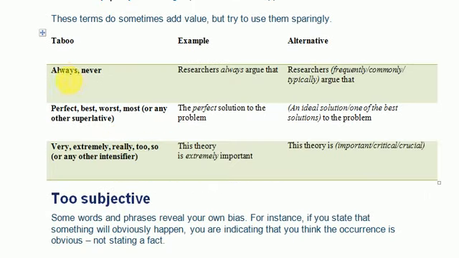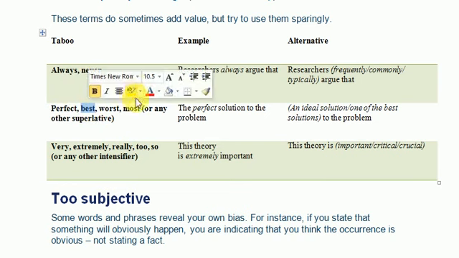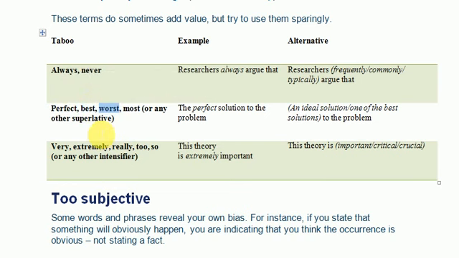There are some other words. For example, always and never we can use in our informal writing. But how can we use the words always and never? We are not going to show our own opinion in our formal writing. If we are giving our own opinion, we have to prove that. We can't say that this model is perfect, the best, or the worst. Suppose I say that this model which I have created is perfect for anything, then I have to prove how this model is perfect.